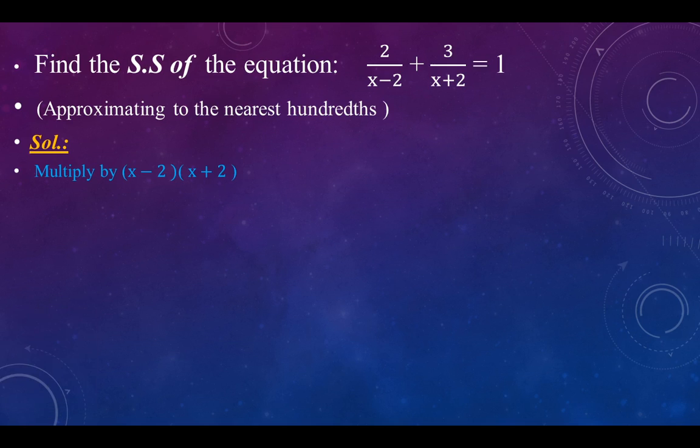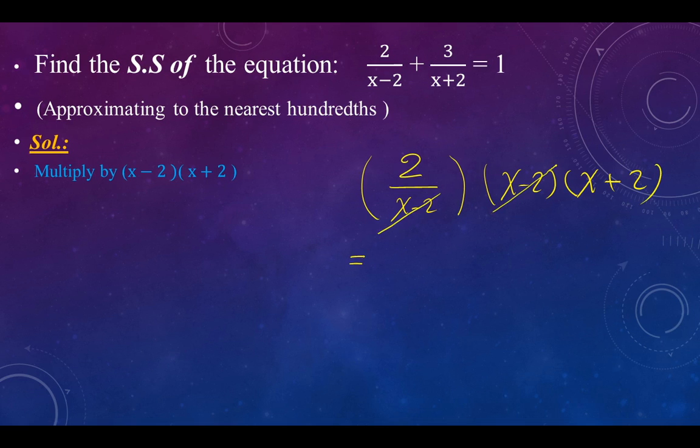Again, first we are going to solve this example together, then we are going to solve it one more time using PowerPoint. Here we have 2 over x minus 2 multiplied by x minus 2 multiplied by x plus 2. Here x minus 2 will cancel x minus 2, so the remainder will be 2 multiplied by x plus 2. We distribute 2 over the two terms of the bracket: 2 times x is 2x, and 2 times 2 equals 4. So the first term will be 2x plus 4.